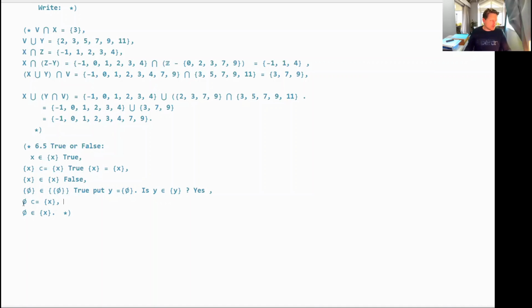Okay, second last one. Is the empty set a subset or equal to the set containing x? Yes, it is. So true. In fact, the empty set is a subset or equal to every set. Okay, finally, is the empty set an element of the set containing x? No, it's not an element because it's not present there. So this one is false.